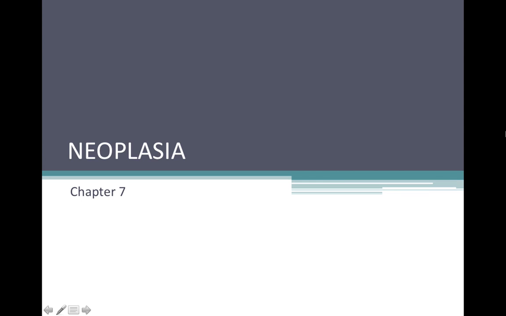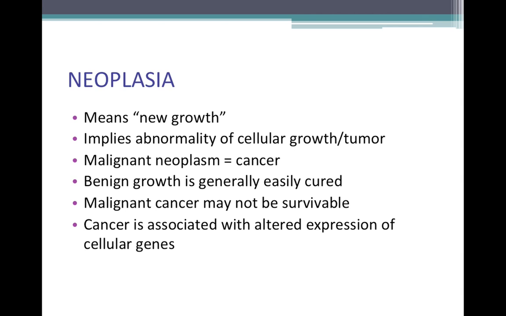Okay, in this video we'll talk about chapter 7, which is neoplasia. Neoplasia literally means new growth, and it typically implies some sort of abnormality in cellular growth, which can be a tumor. So the tumor is just like a new growth. A malignant neoplasm is what we call cancer. So by definition, cancer is neoplasia, but that's malignant.